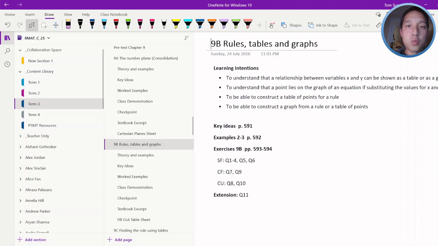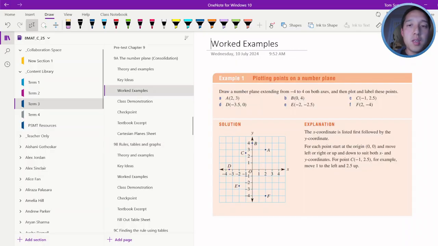Hello, today we'll be working on rules, tables, and graphs. Today you'll be trying to understand what a rule actually means and how it can allow us to plot points and ultimately draw a graph. So what we want to take a look at before we even start this topic is to understand very quickly what we did when we did this chapter.